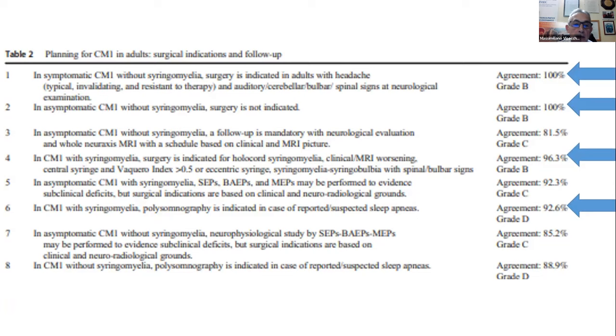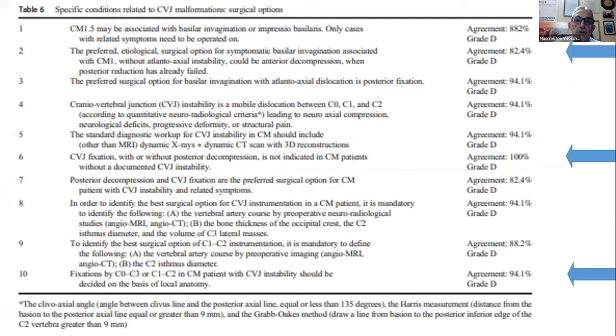Again, what kind of surgery? When we deal with Chiari 1.5, in other words, Chiari with basilar invagination, anterior decompression is the key. Transnasal, transoral, submandibular, it's up to the experience of the surgeon, and up to the morphometric neuroradiological assessment of the craniovertebral junction bone malformation.